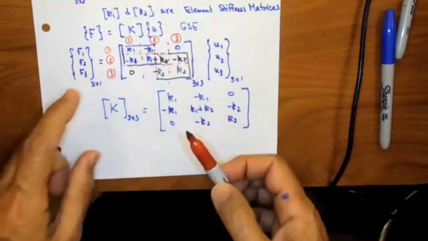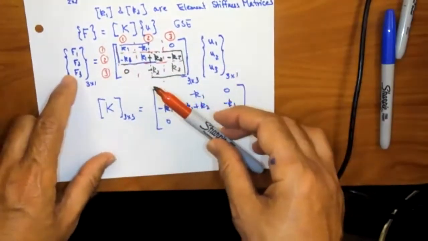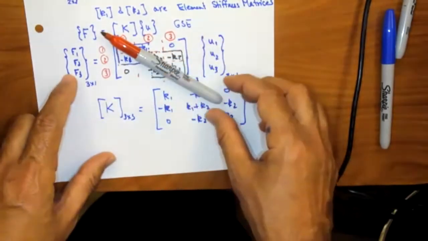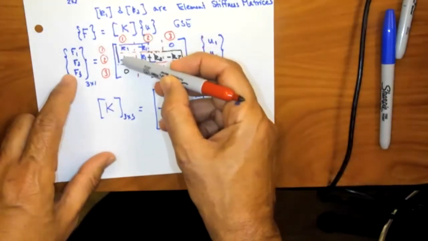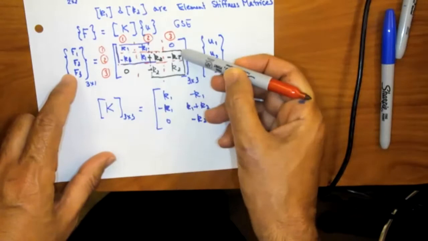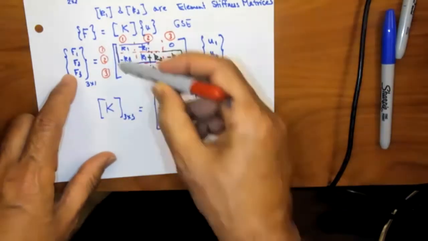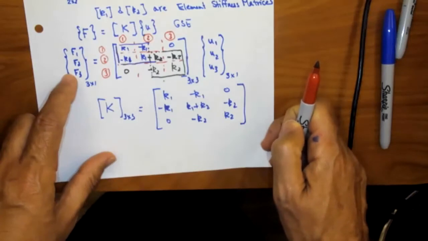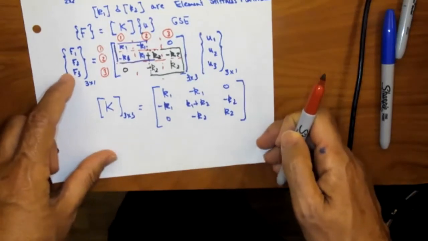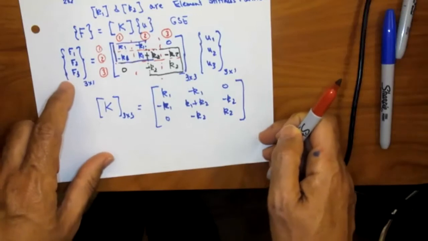You will notice that the stiffness matrix is always a square matrix, and is symmetric about the diagonal. So if you look at the off-diagonal entries, I have here minus K1, minus K1, 0 and 0, minus K2, minus K2. And the diagonal entries are always going to be positive. So these are some of the characteristics of the stiffness matrix.